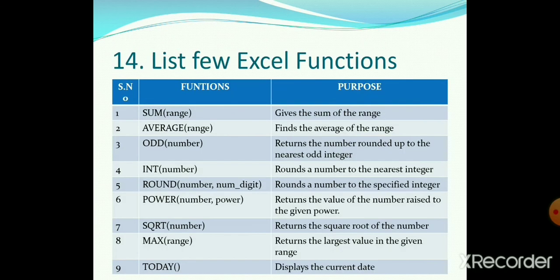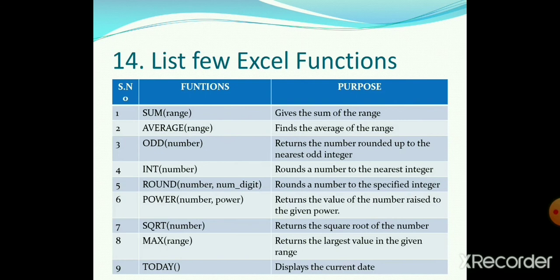Now coming to a list of a few Excel functions. Sum of the range gives the sum of the range, and average of the range will give the average of the range. Odd returns a number rounded to the nearest odd integer. Round means we have already learnt in your 6th standard rounding off to the nearest 10 and the nearest 100. So that is how this function will work.